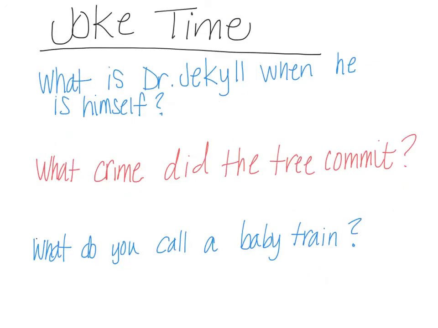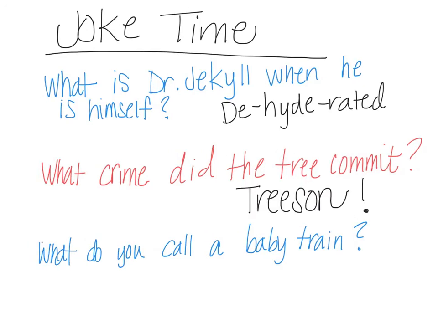All right, here we go with corny joke time. First one, what is Dr. Jekyll when he is himself? Call him dehydrated. What crime did the tree commit? He committed treason. And the last one, what do you call a baby train? You call him a trainee.